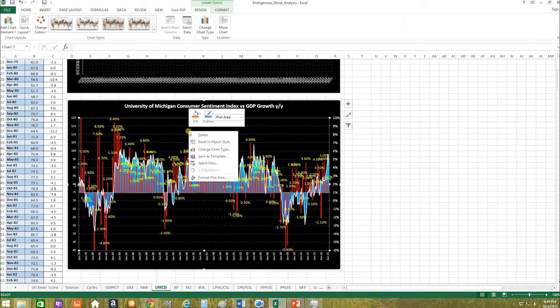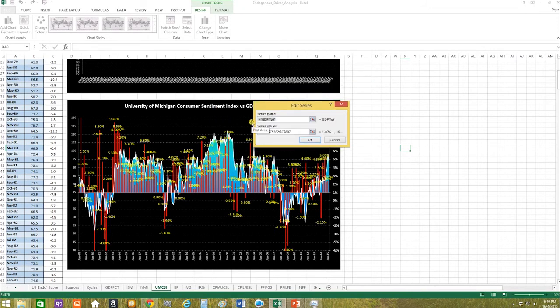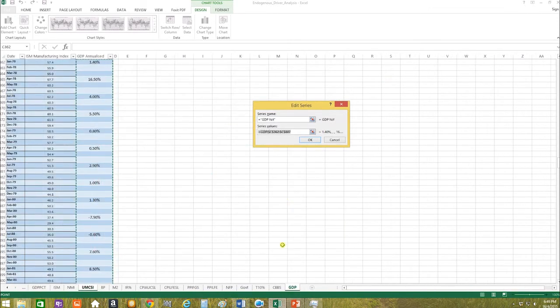Now, where's the GDP data coming from? If we go onto the chart and select the data, reference the GDP data here, and click into edit and highlight it, you'll see that it's coming from the GDP tab, which is all the way on the right-hand side of our spreadsheet file. And if we just OK that, we're going to end up back in the UMCSI sheet here.